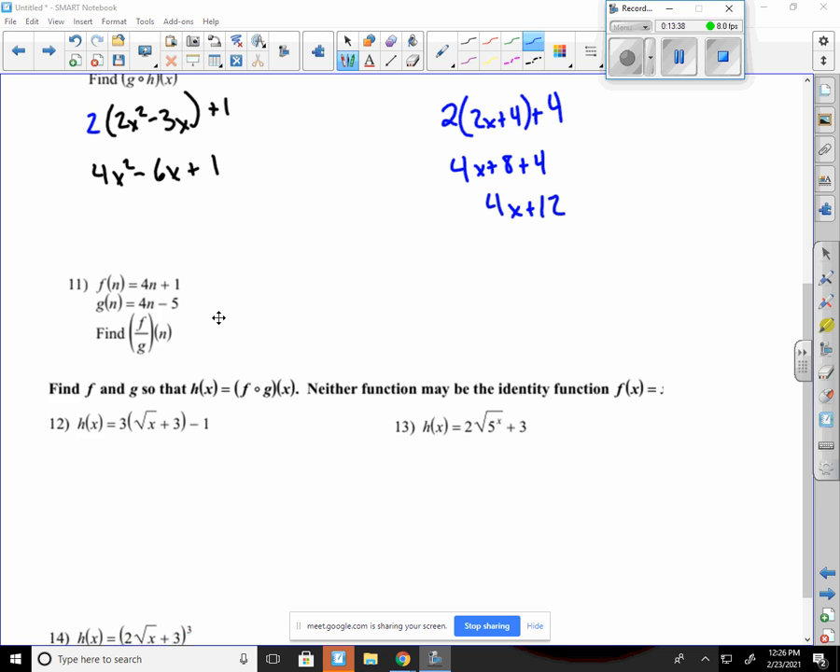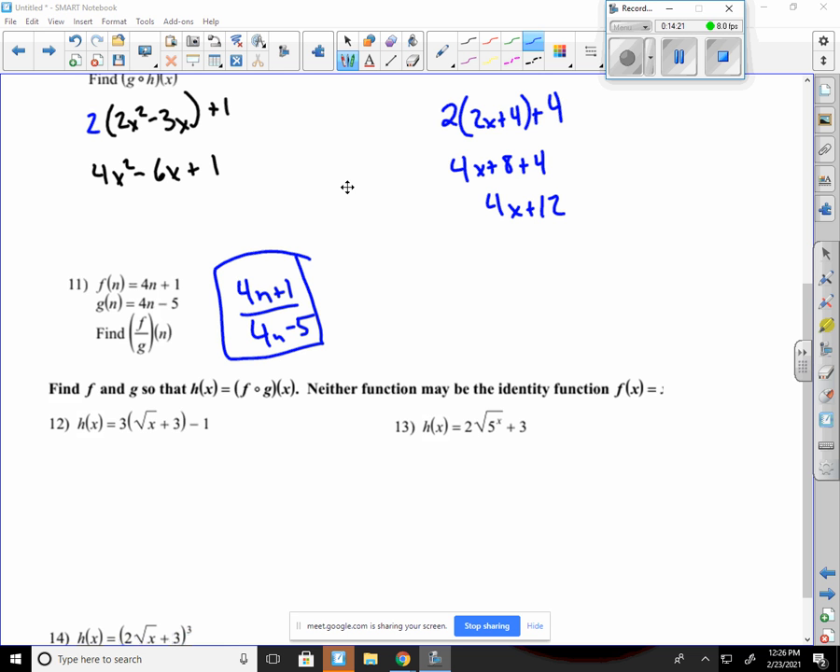Number 11. Now I'm doing f divided by g of n. This is a tough one. 4n plus 1 over 4n minus 5. And that's our final answer. Oof. I didn't think we were going to get through that one. Yep, that's it.